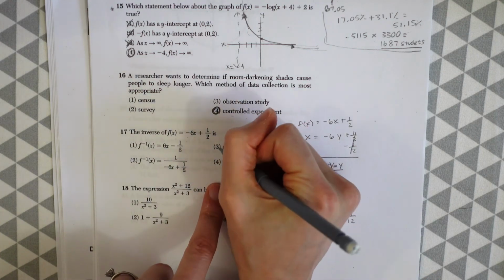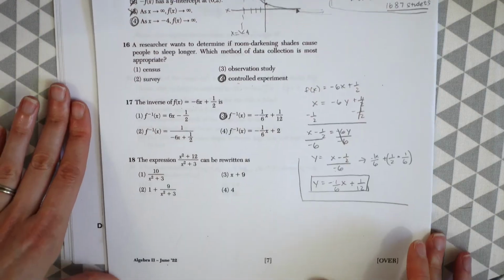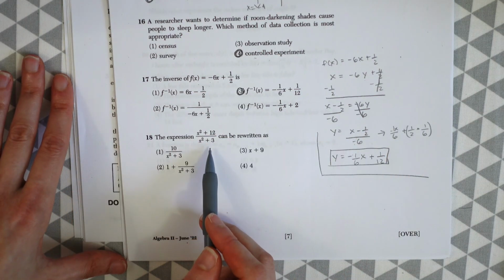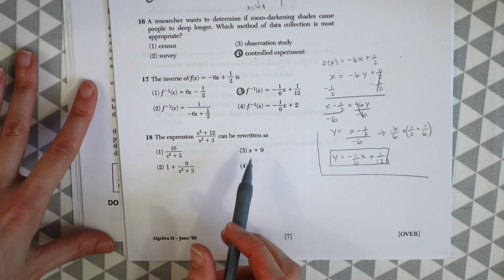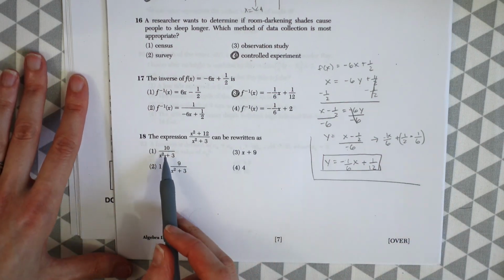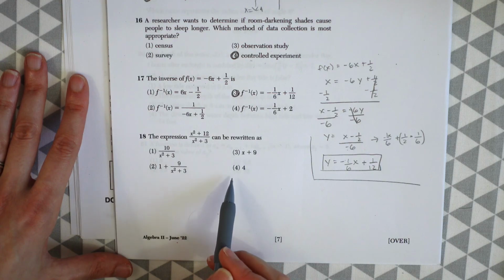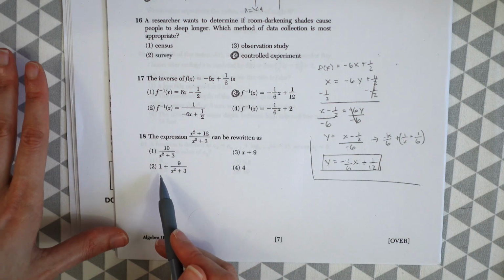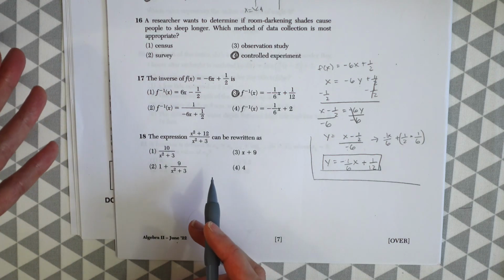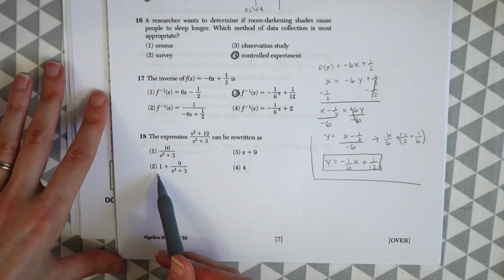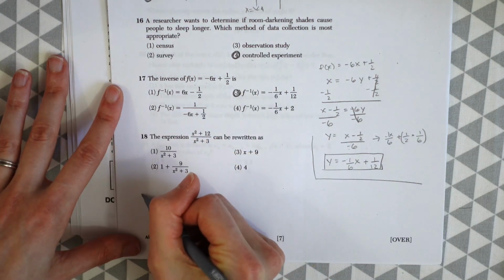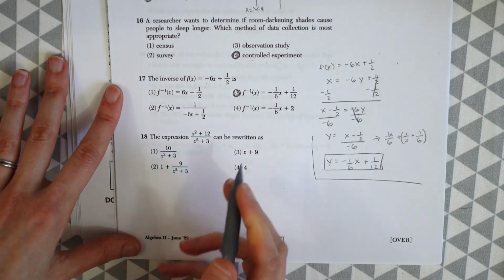This is choice number 3. Question 18. The expression (x squared plus 12) over (x squared plus 3) can be written as... When I look at these answer choices, none of them really look possible except for maybe choice 2. So I'm going to guess and check with choice number 2.